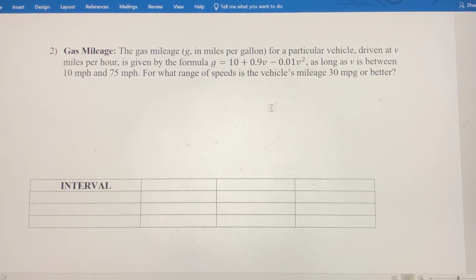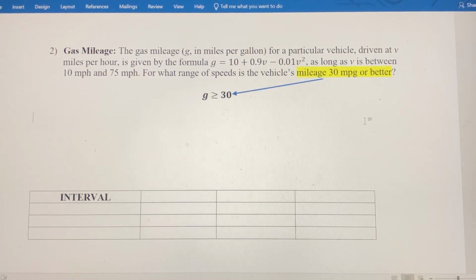So a couple things we need to know here, all right? So this 30 miles per gallon or better for the mileage, we can write that in terms of a real basic inequality, okay? So g is going to be greater than or equal to 30. I know that, okay? Now that's going to help me. I'm actually going to use this and kind of plug this in here.